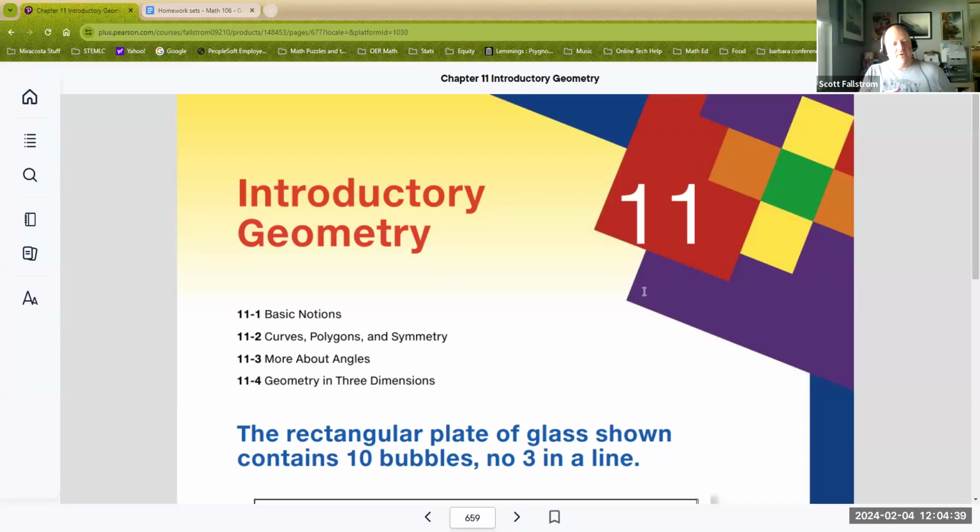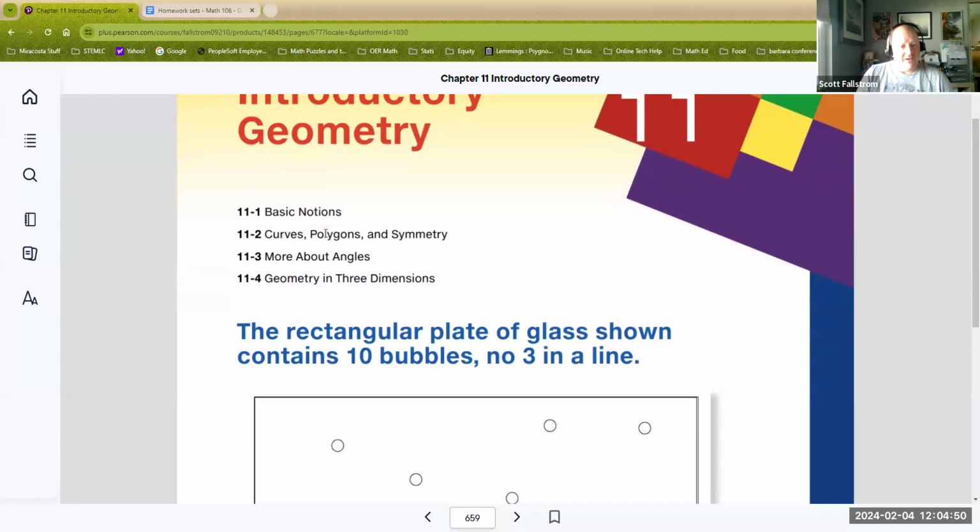All of them have a different focus, but many of them include the same concepts, so you're going to see a lot of connections of ideas. We'll start off with 11.1, which is basic notions. Then we'll talk about curves and polygons, which is a big part of this.